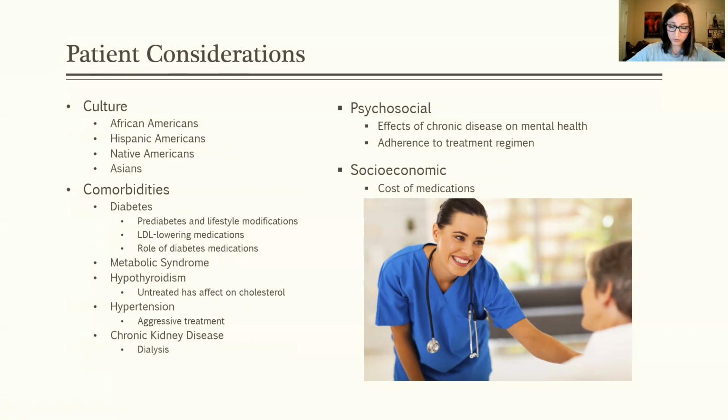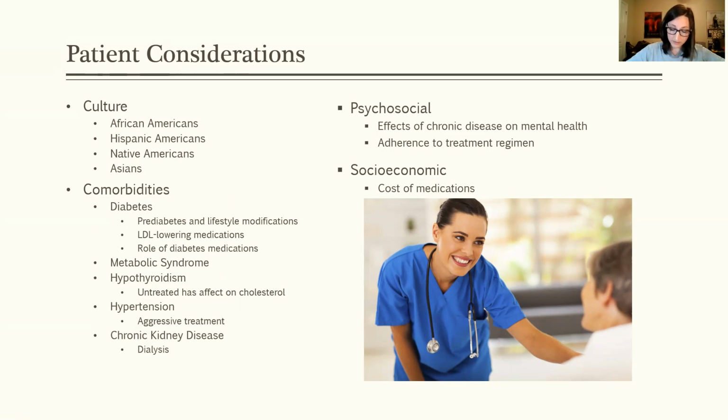Hispanics, there have actually been two general haplotypes found that affect lipid processing in Hispanic Americans, and it increases their risk for more elevated lipid levels. So knowing things like this can make you, as a practitioner, more aware of what to look for when you have a Hispanic American patient come in and you're screening them for hyperlipidemia.